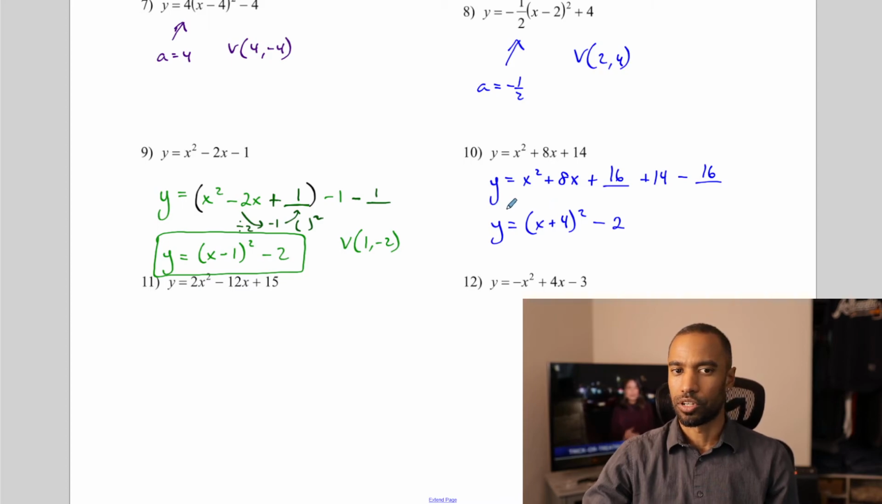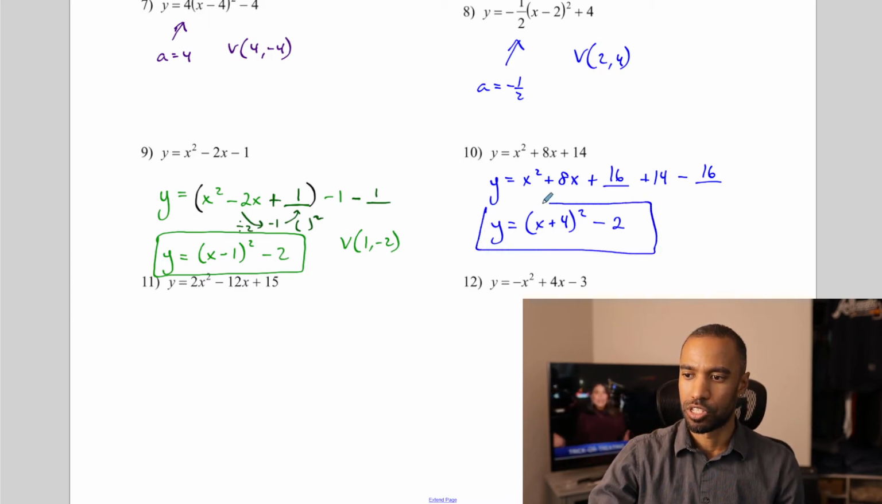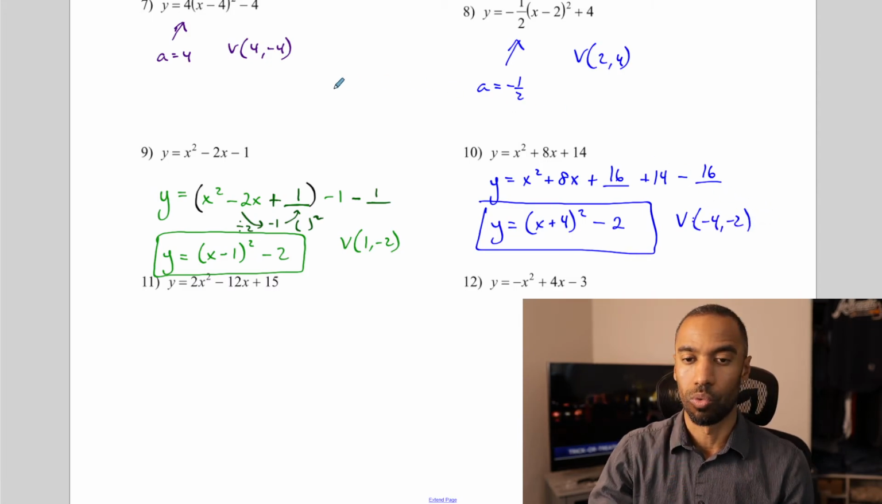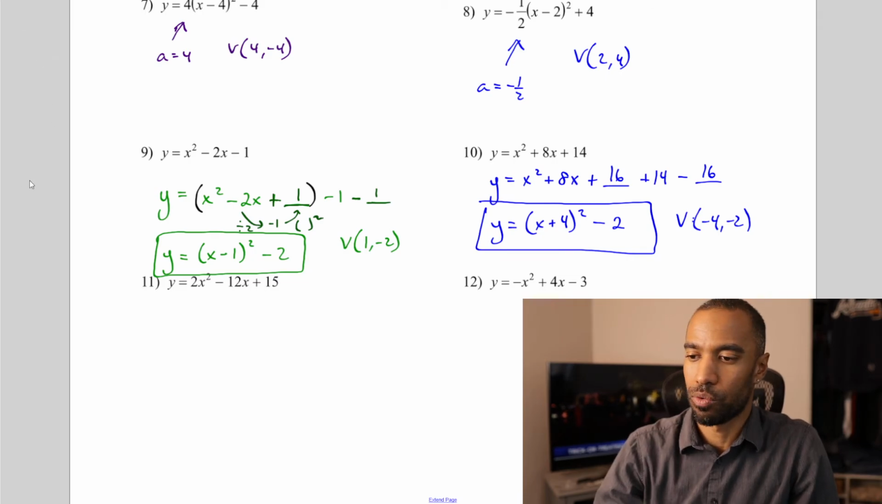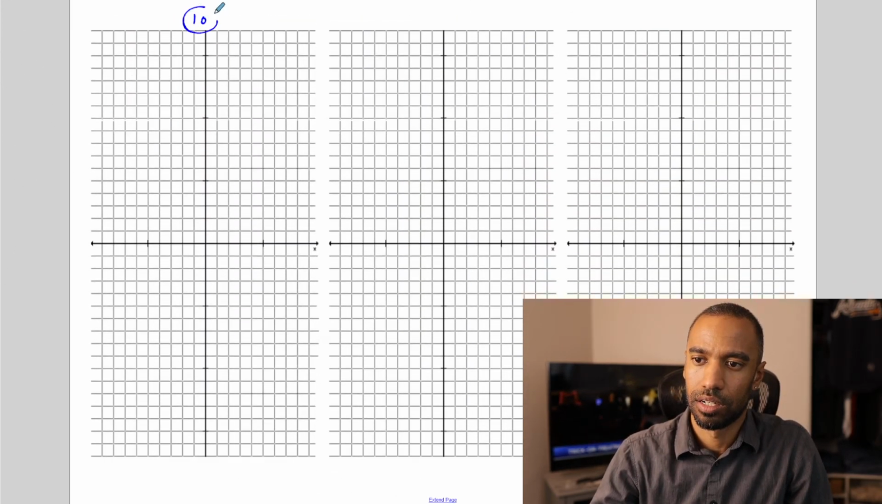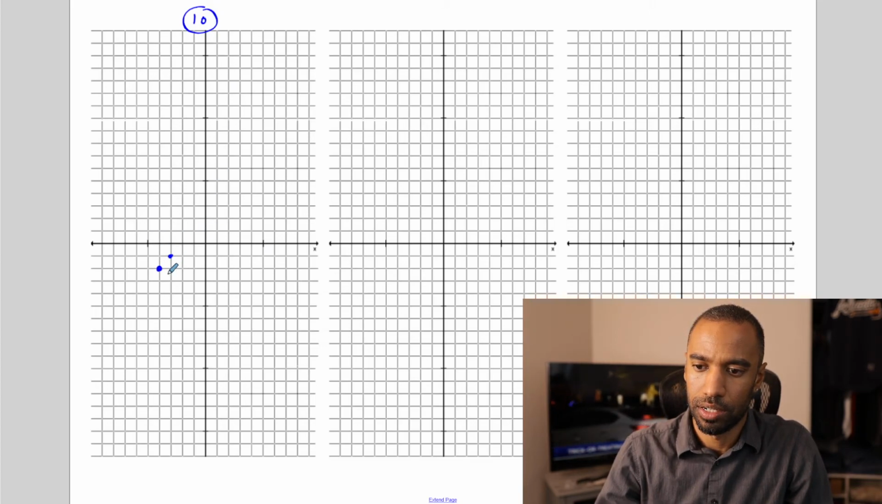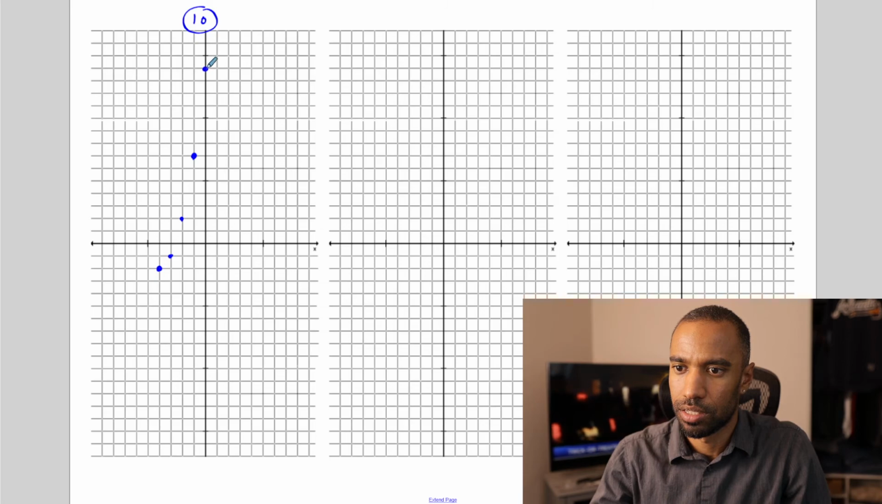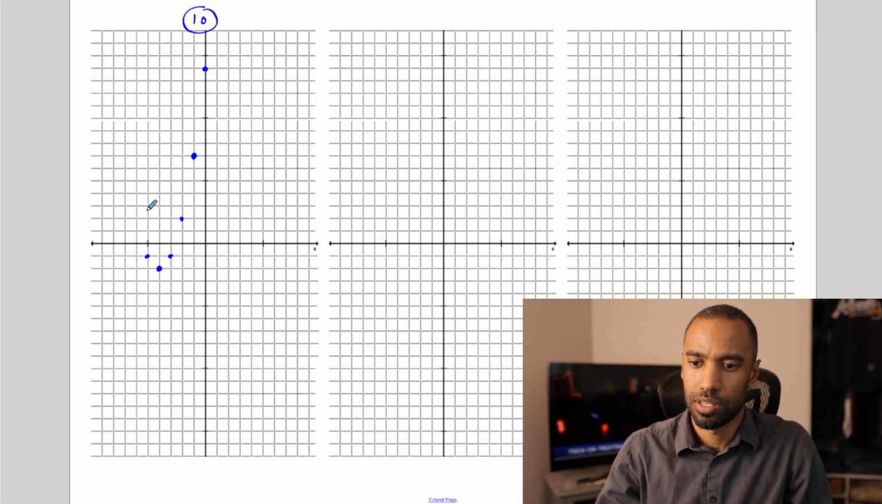So here's our vertex form. And the vertex, of course, is at negative 4, negative 2. The a value is still 1. So let's do that same thing, and we'll go relatively faster this time. So number 10: negative 4, negative 2. The a value is 1, so 1, 1, 2, 4, 3, 9, 4, 16, and reflect. Again, I'll go kind of fast with those ones.